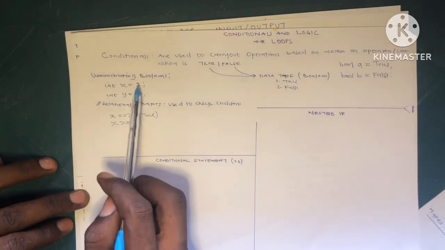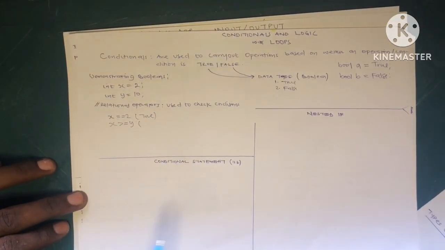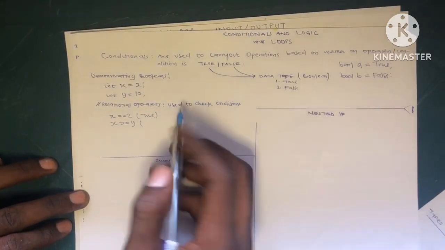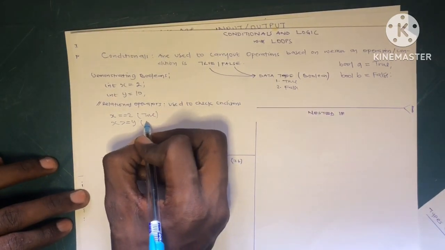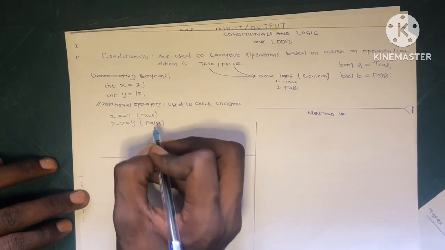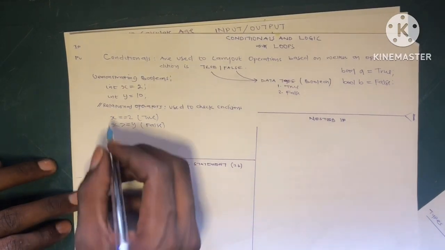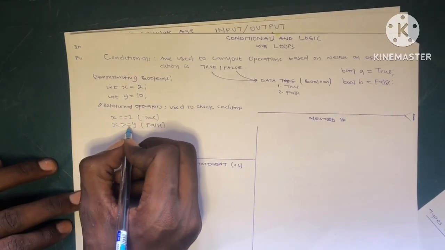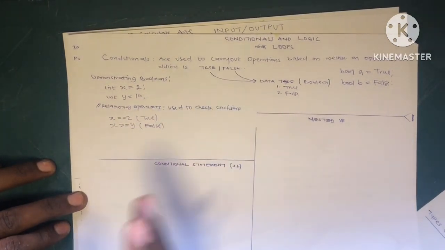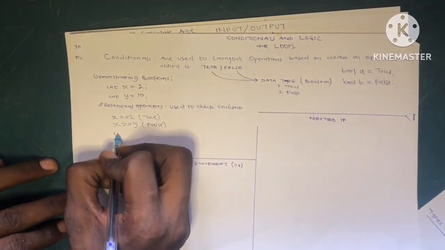Look at what I'm saying. Is 2 greater than or equal to y? No, 2 is not greater than or equal to y. So what will be our answer? It will be false. Can you see I'm using relations? These are called relational operators: equal to, greater than or equal to. These are relational operators.